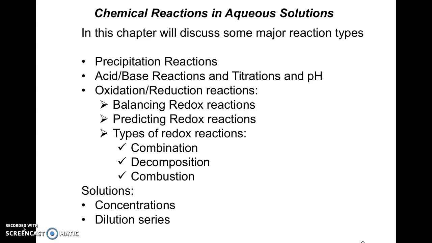We're going to look at precipitation reactions, acid-base reactions, and that's going to include titrations and the pH scale, and then oxidation reduction reactions. And with this, we have to learn how to balance redox reactions. It's done differently than the kind we did last chapter. We're going to learn how to predict whether a redox reaction will occur or not. And then we're going to look at some of the different kinds of redox reactions, which include combination, decomposition, and combustion reactions.